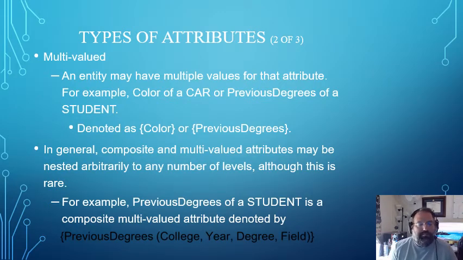Multi-valued: an entity may have multiple values for that attribute. For example, the color of a car or previous degrees of a student. Previous degrees, you might have more than one. So it's a set of values. In general, composite and multi-valued attributes may be nested arbitrarily to any number of levels, although this is rare. For example, previous degrees of a student is a composite multi-valued attribute denoted by previous degrees, with college, year, degree, field, and so on. And you have to do that essentially with a one-to-many relationship.